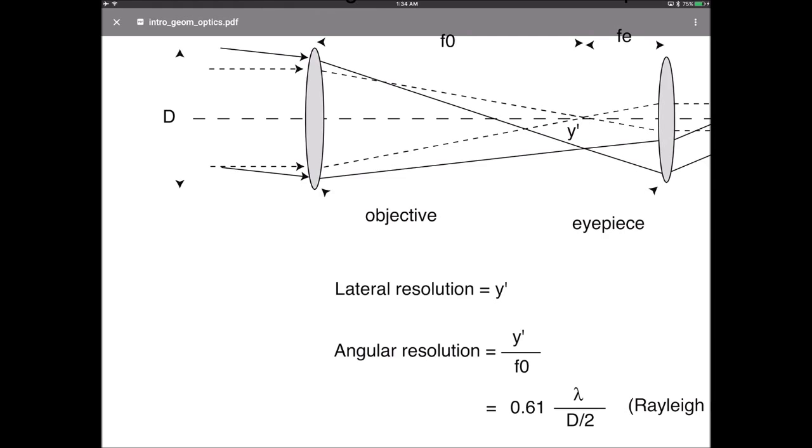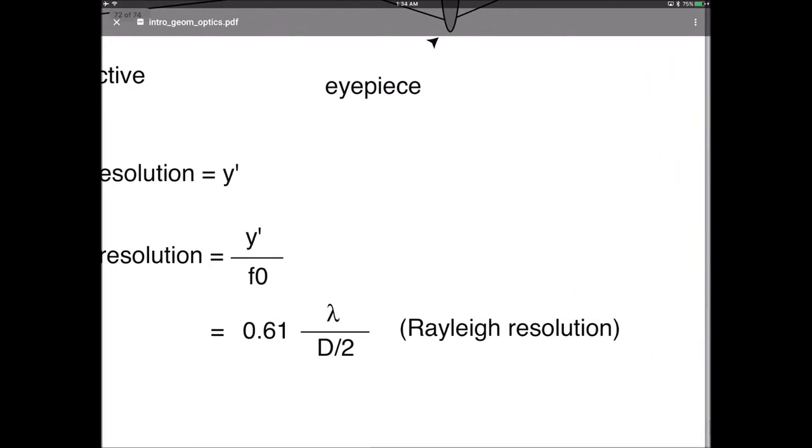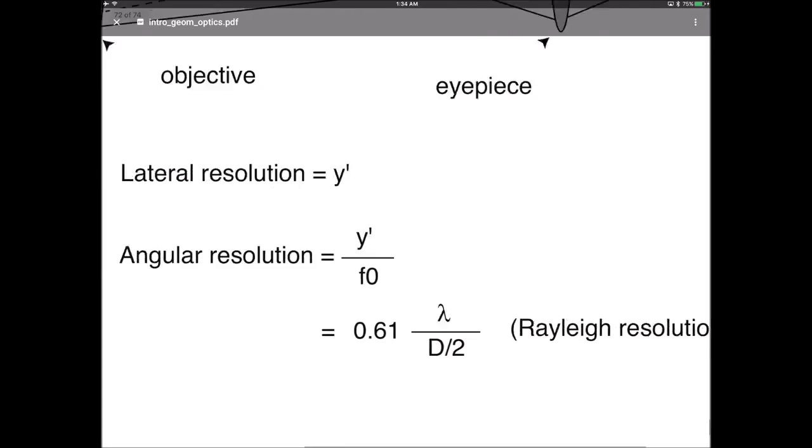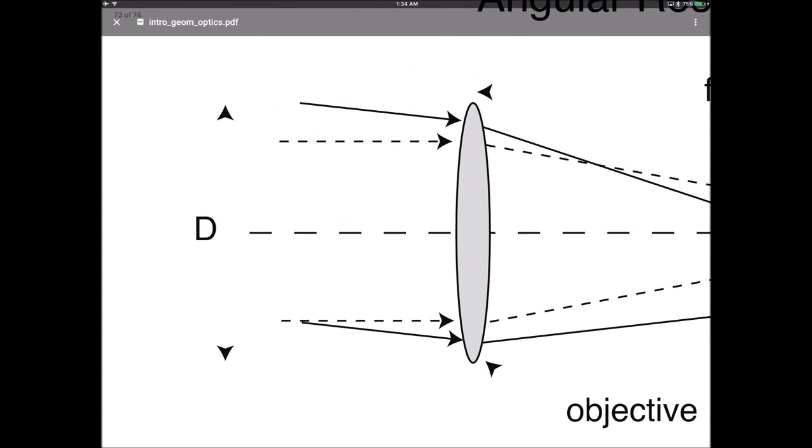And that criterion is called the Rayleigh resolution, and that is given by 0.61, which is a constant that comes from the characteristic of the optical system, times the wavelength of light that we are using to look at the object, divided by half of the diameter of the ray bundle.